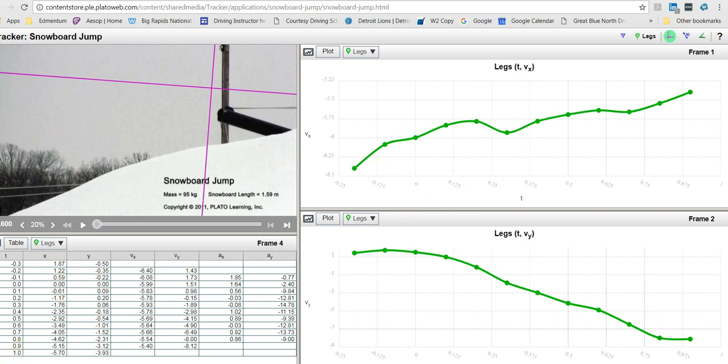On part C, it says, what do you observe about the velocity components of the snowboarder before and after time zero? Well, time zero, let's see if we can click on this. We have a total of 14 points. So actually the fourth point is time zero. 1, 2, 3, 4. So here's time zero there, and there's time zero right there.